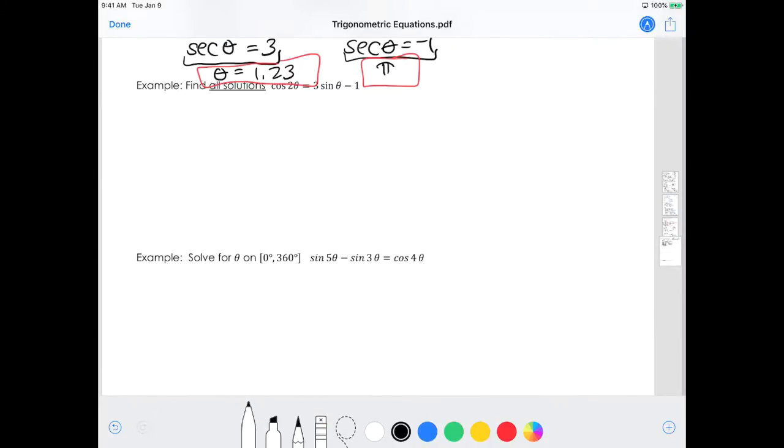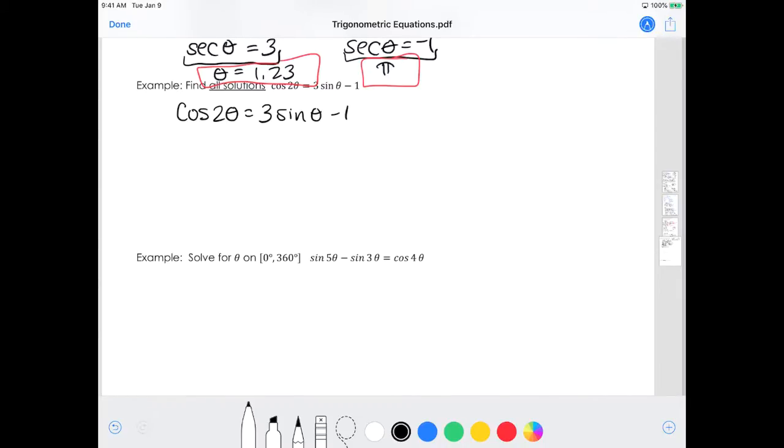Okay, in the next example, we have to find all solutions of theta, where we have cosine of 2 theta is equal to 3 sine theta minus 1. Now, since we have two trig functions here, cosine and sine, we want them to all be in terms of cosine or all in terms of sine. We also want to make sure that we have the same angle, that they're all thetas or all 2 thetas.